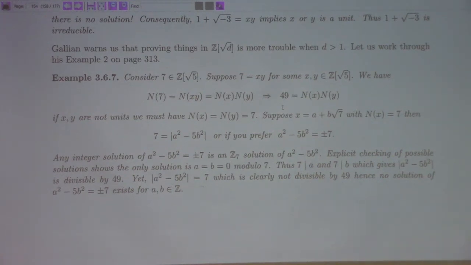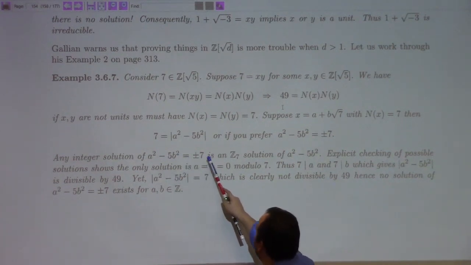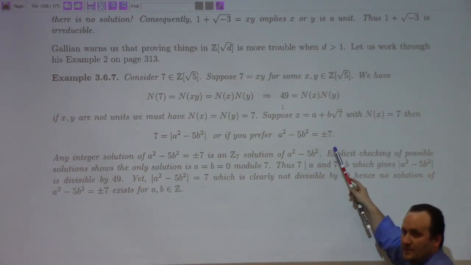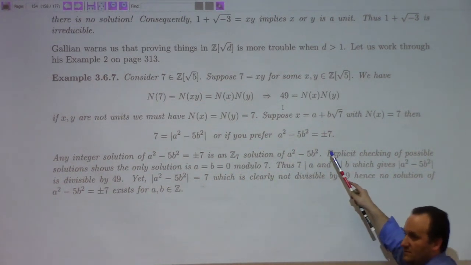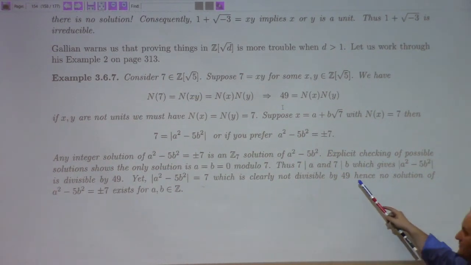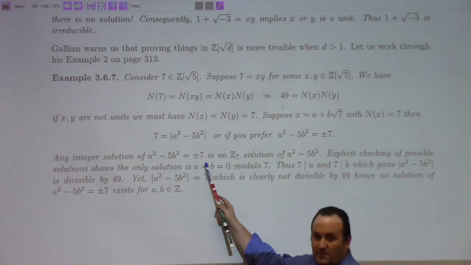Now, if we think about this, any integer solution of this is a solution of that equal to 0. There's a 0 missing here, sorry. We're using your idea now, Alan: reduction mod 7, right? And if you explicitly check out the solutions, the only solution is actually a and b both 0.